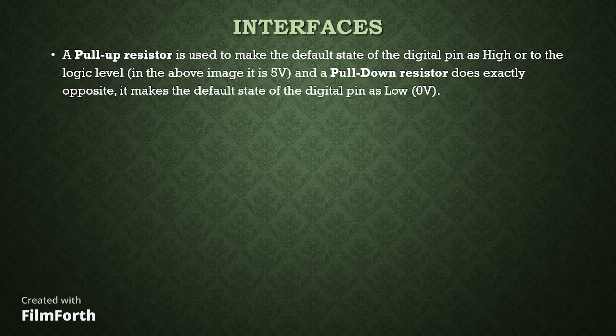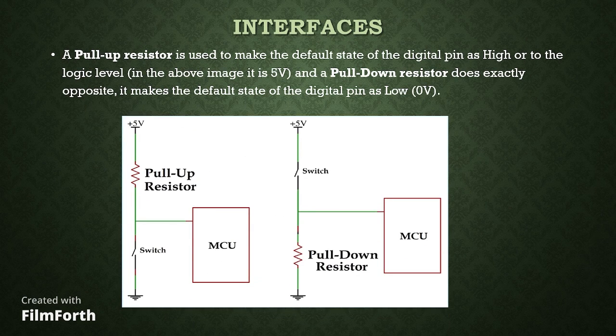Next, we can see about the interfaces. A pull-up resistor is used to make the default state of the digital pin as high, or a logic level 1. And a pull-down resistor does exactly the opposite. It makes the default state of the digital pin as low, that is 0 volt. This is the representation of pull-up resistor and pull-down resistor.